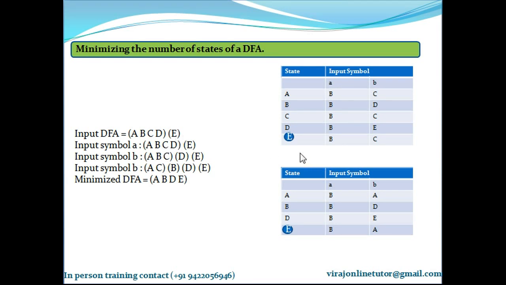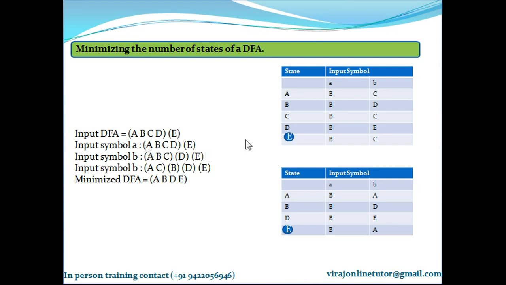So no changes. E on a goes to B, which is a different group. But since it is only one state, a set with one state cannot be divided further. That's why no changes. Now let's go with input symbol b. So with input symbol a, nothing changed, so I have copied it exactly here.